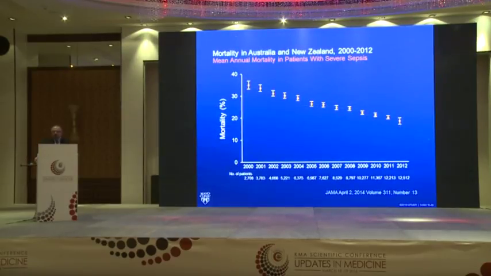Now this is another large cohort study of Australia and New Zealand. They showed the decrease in mortality of sepsis by 1.3% per year, every single year from 2000 to 2012. Every year we have improvement in the mortality of patients with sepsis.